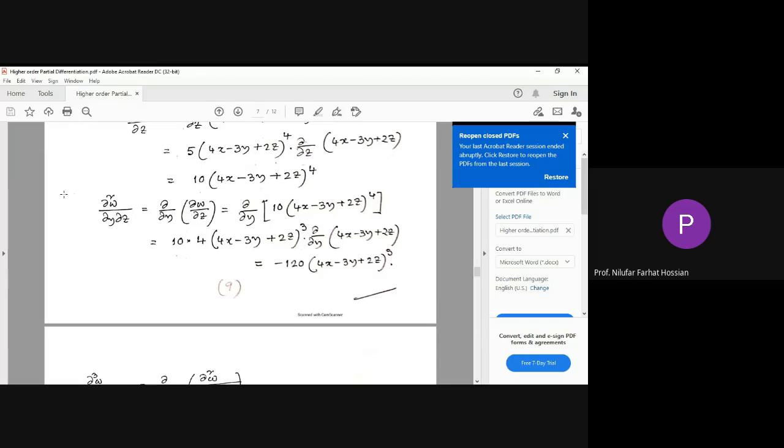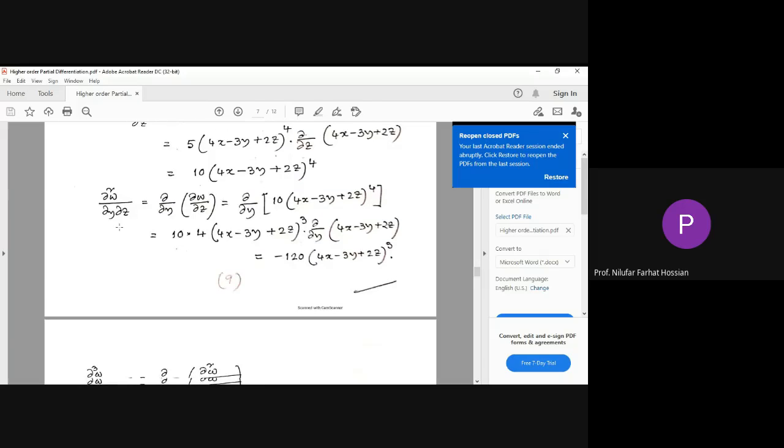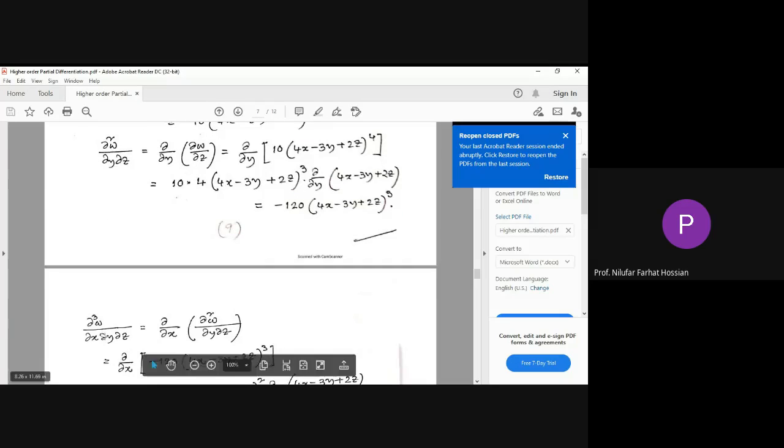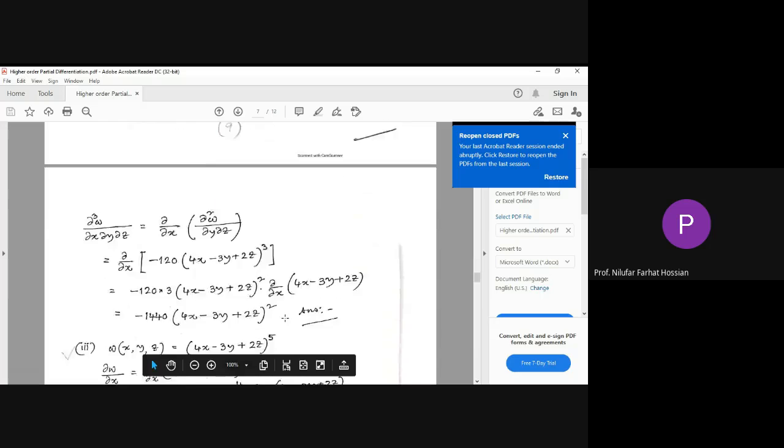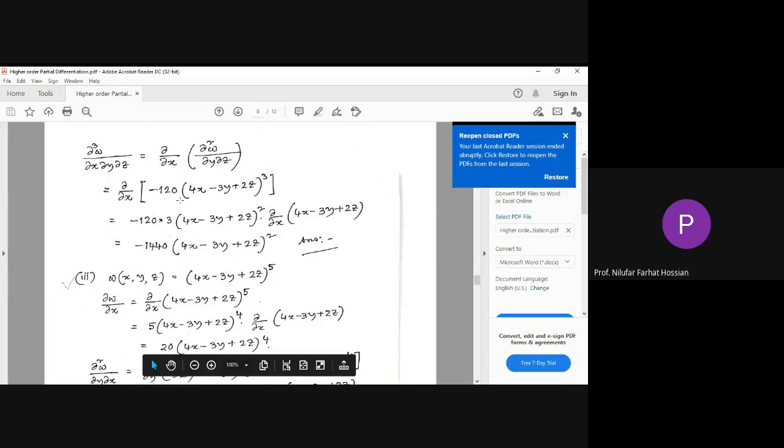Now again, you have to differentiate this with respect to x. So del cube w by del x del y del z means del x of this whole thing. So del x of minus 120 into this. This is a constant, you can take it outside. Now the differentiation is with respect to x, so you have to consider this whole thing as x, x cubed, which will give you 3x squared. So minus 120 into 3 into this whole thing to the power 2.